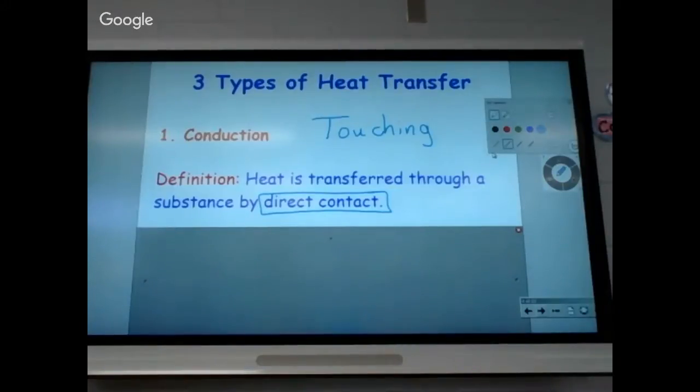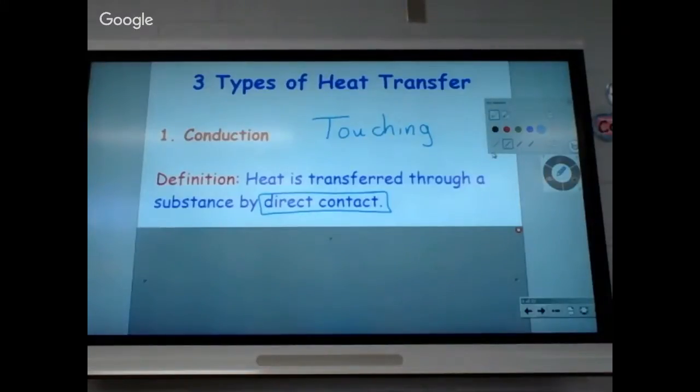So what kind of examples could you have put there? For conduction, what kind of examples could you have put? Cheese melting on a burger. All right, cheese melting on a burger. Soup hot on the stove. Heating a tin can. Hot coffee in a cup. Touching a running engine. I don't recommend that one either, but people do it all the time.